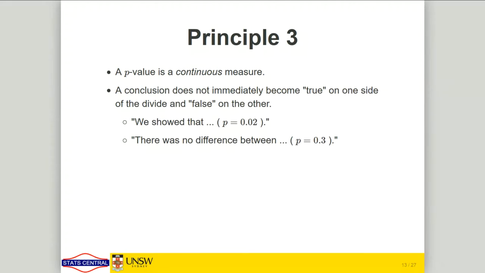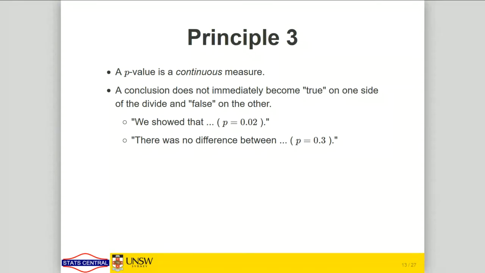You'll often read in papers, we showed that ABC, and then in brackets P equals 0.02, as if that's proof that you've shown it. Or on the other hand, you might read something like, there was no difference between X and Y, and then in brackets P equals something big, so 0.3. So in the first example, what we're saying is that we've got a small p-value. That means that the data is surprising if the null hypothesis was true. In an indirect way, you can say this is evidence against the null hypothesis being true.